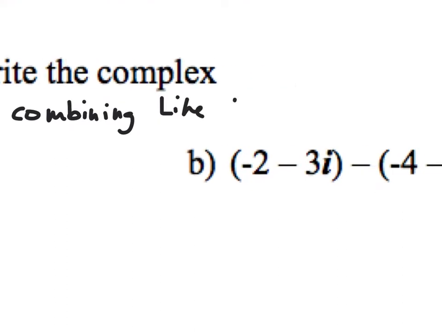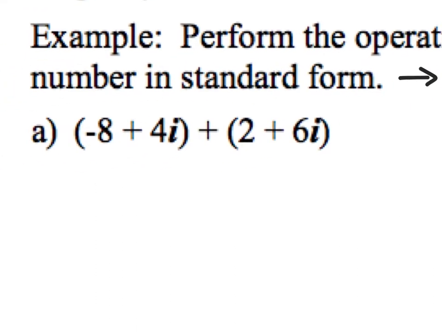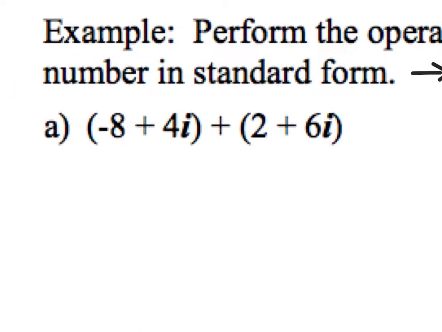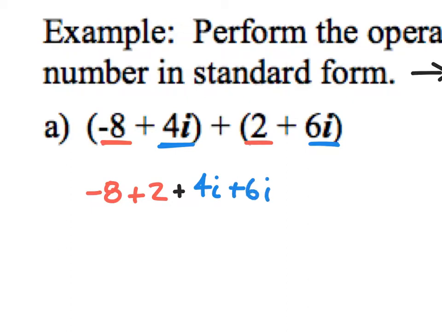Let's get that written down and let's jump in here. If I were to do these problems, I have a real portion here, and then I have an imaginary portion here and here. If I'm just adding them, I'm just going to combine my real portions, so negative 8 plus 2, and then plus 4i plus 6i. That's all we're doing. So combine your real portions, combine your imaginary portions, and we get a new complex number.